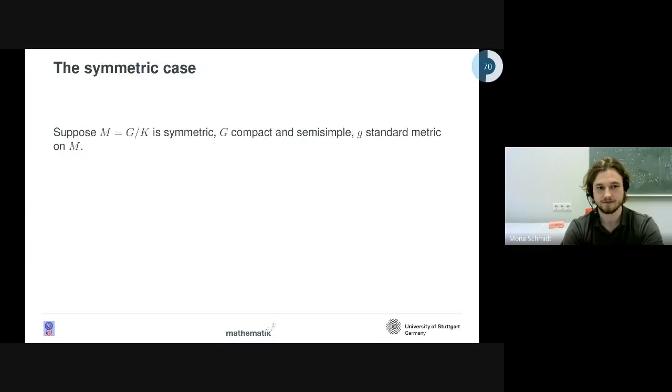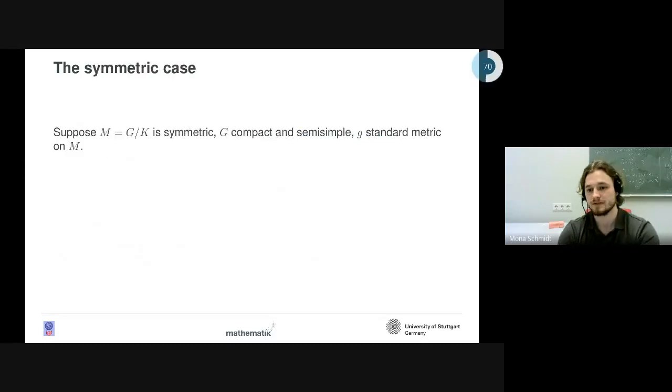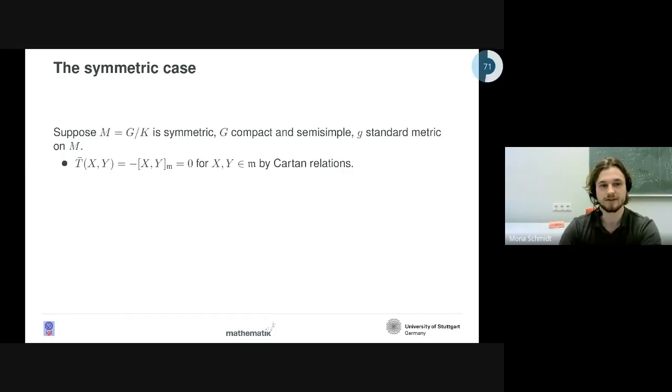Okay, so that's nice. But how does that help us? There are some nice simplifications when we assume that M is a symmetric space. Because then we have this formula for the torsion, but by the Cartan relations, if we take the Lie bracket of something that lies in m with something that lies in m, it lies in k. And if we project it down to m, we get 0. So simply by the Cartan relations of the symmetric space, this torsion vanishes.